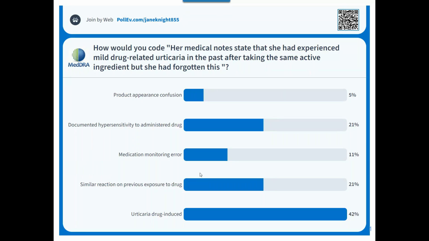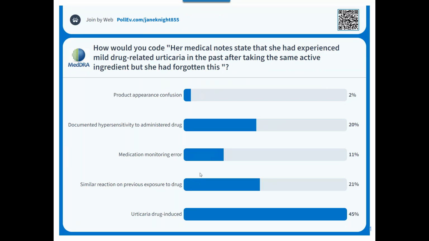Some people think it is a confusion by the product. I'm not sure that I would code that because that would be a medication error, confusion error. I'm not sure. She was confused. She just didn't recognize it. Documented hypersensitivity to administered drug. That means that the drug has been given in spite of it being in the notes. So that is a medication monitoring error. So we don't necessarily need to code both of those. The documented hypersensitivity is more specific because we're told it's in her notes.